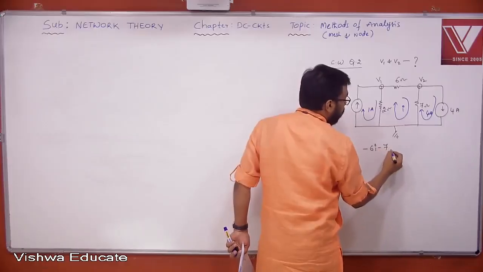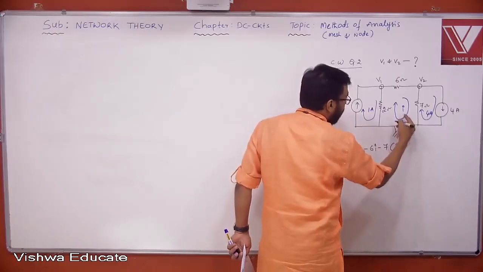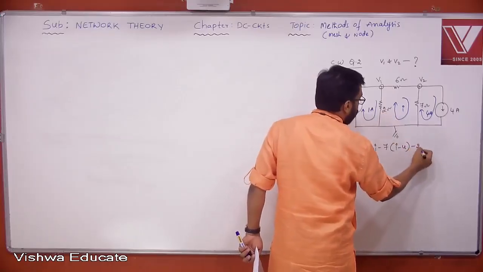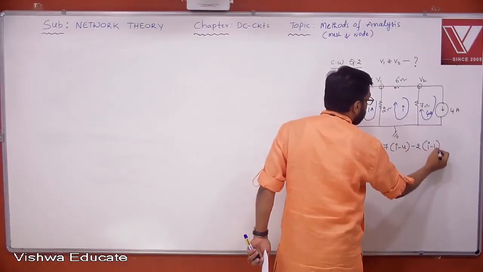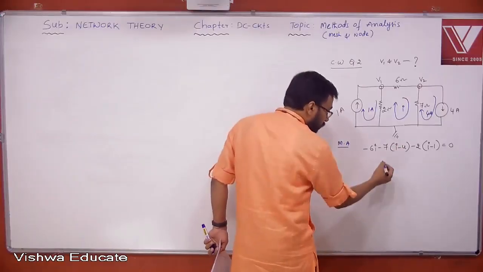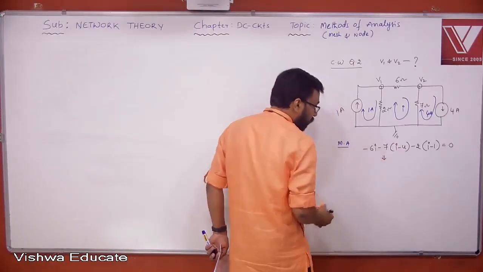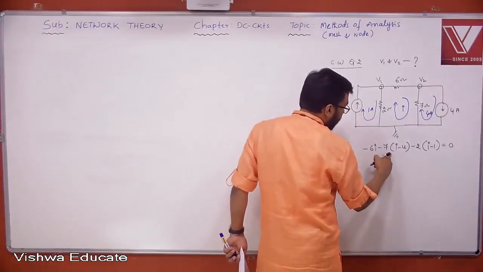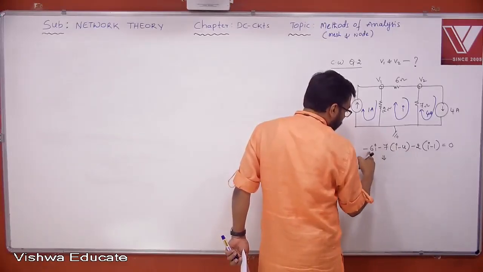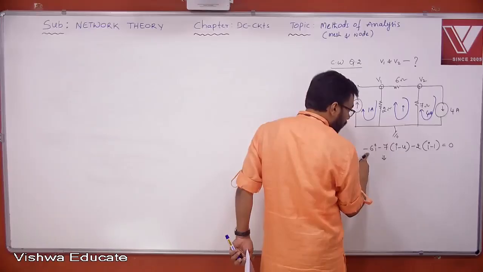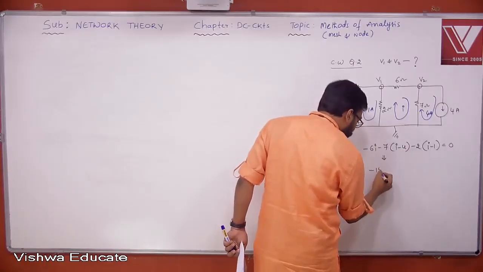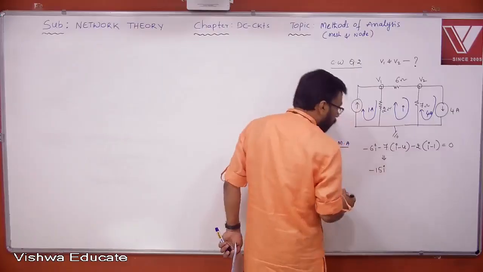Minus 7 of what? Let us assume I minus 4, minus 2 of I minus 1 is equal to 0. If you just solve it, what do you get here? Minus 6i, minus 7i, minus 2i. Minus 7 minus 6 is minus 13, and minus 13 and minus 2 is minus 15i. Yes or no?